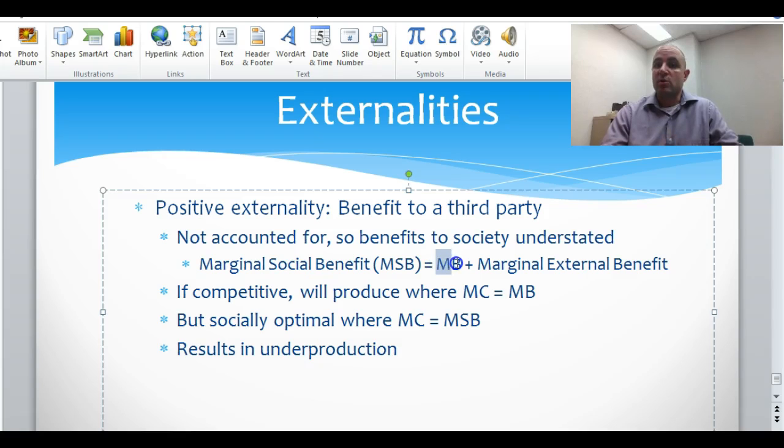So just as with negative externalities, with positive externalities, the marginal benefits to society are understated. So you have the private marginal benefit, but there's also a marginal external benefit. And again, society is going to produce where the marginal cost equals the marginal benefit, but it's socially optimal where the marginal cost equals the marginal social benefit, where the most people are going to benefit. And so there's not going to be enough produced. So let's look at that.